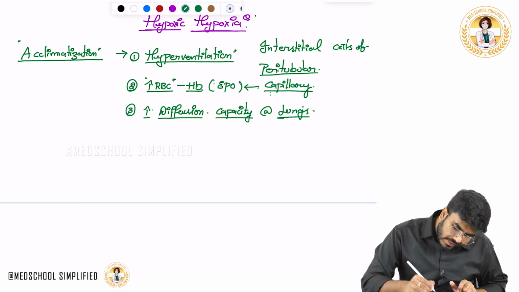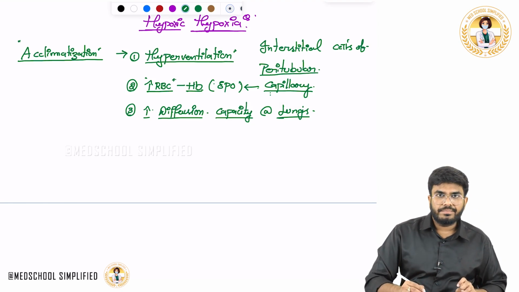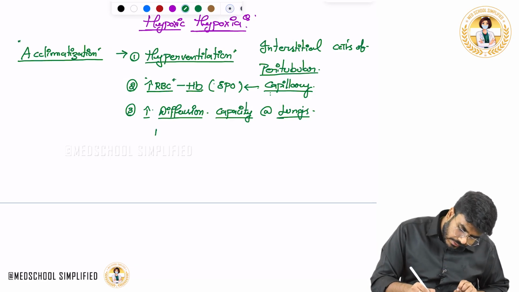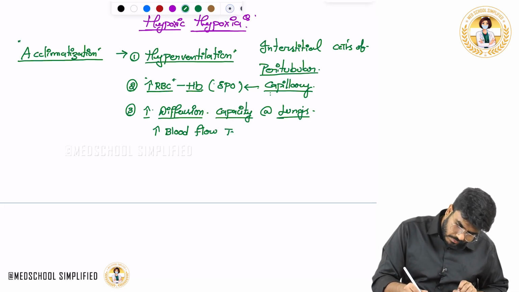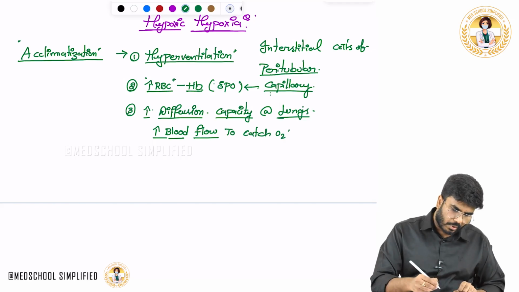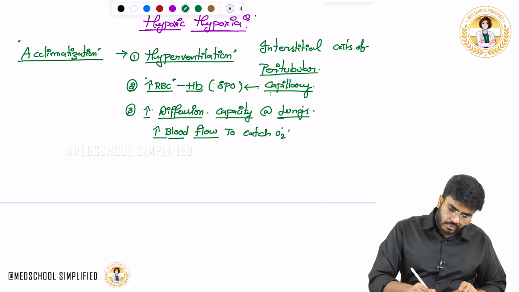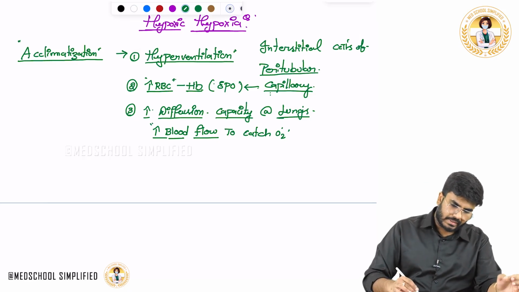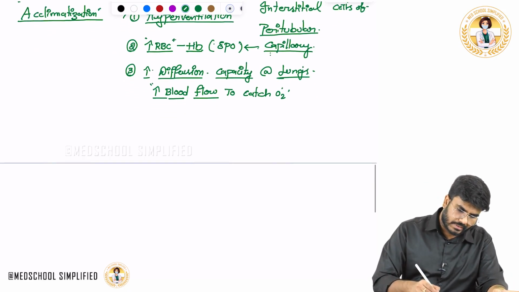So there will be an increase in the diffusion capacity of the lungs, because there will be increased blood flow to catch oxygen. This is a point which I want you to note. Now the blood flow to the lungs increases, so diffusion of the gases will also increase.